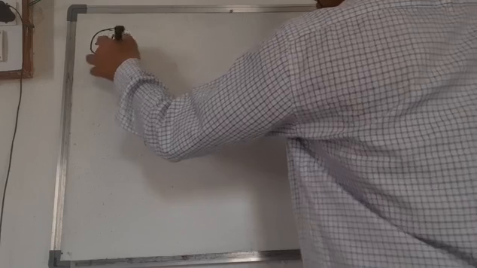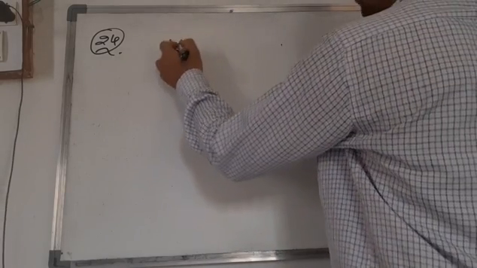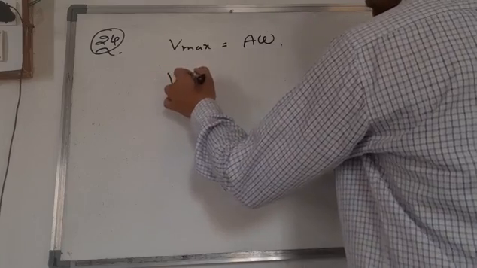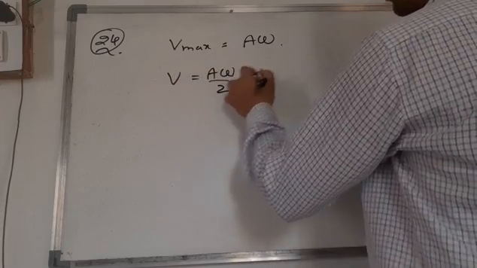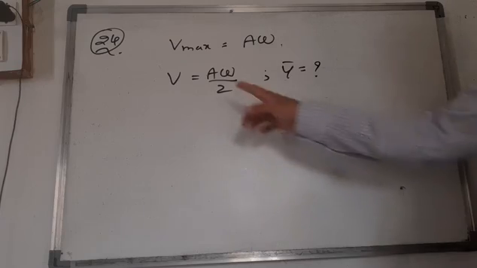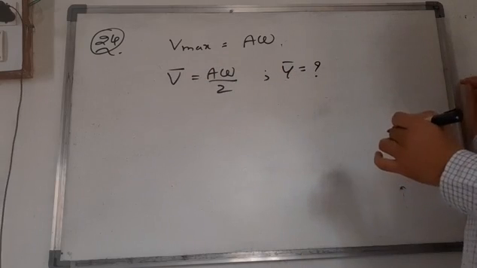So in the 24th question, what is given is the maximum velocity, and he is asking what is the displacement when velocity becomes half. V max is given. V max is a omega, no doubt. So when velocity is equal to a omega by 2, at that time, what is the displacement? He is asking: at velocity equal to a omega by 2, what will be the displacement? This is the question.